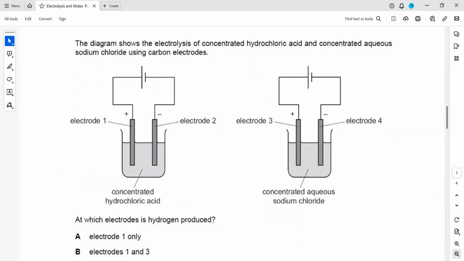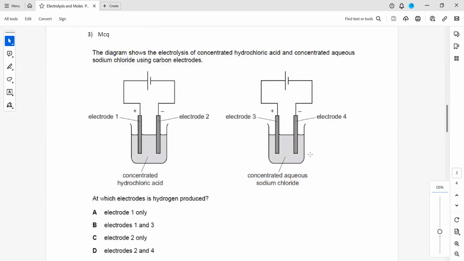In question 3, the diagram shows electrolysis of concentrated hydrochloric acid and concentrated aqueous sodium chloride using inert electrodes, or you can also say carbon electrodes or graphite electrodes. The question is: at which electrodes is hydrogen produced? In concentrated hydrochloric acid, there is a hydrogen ion, a chloride ion, and hydroxide ion. Hydrogen ion is common here, so it is attracted towards electrode 2, which is negative.